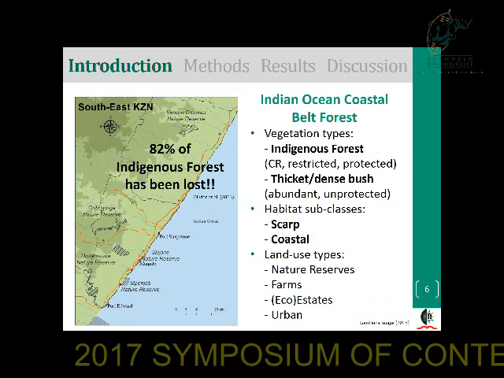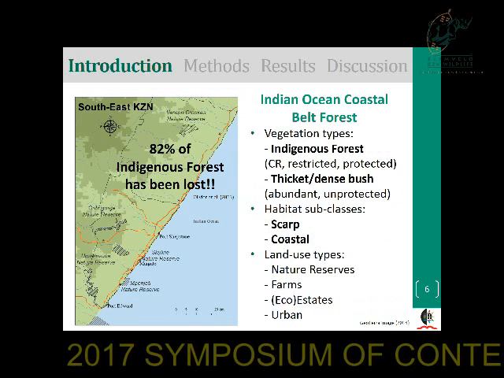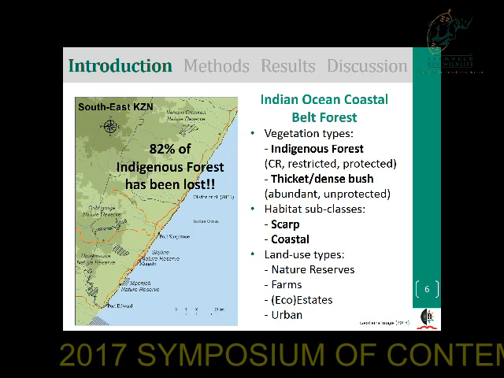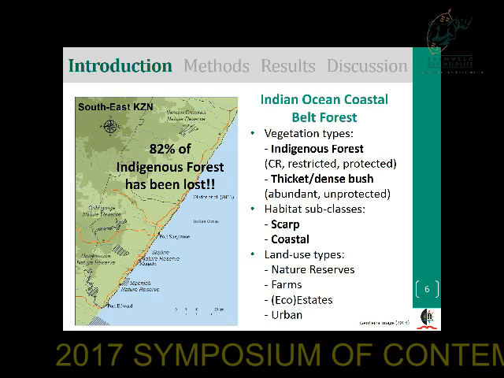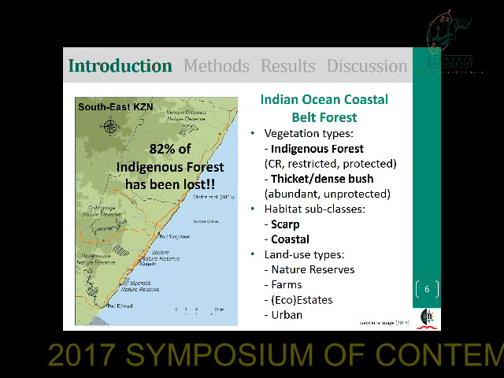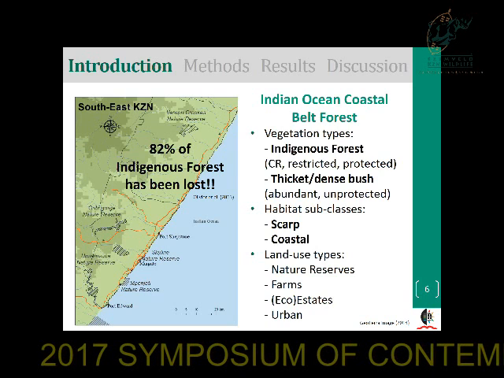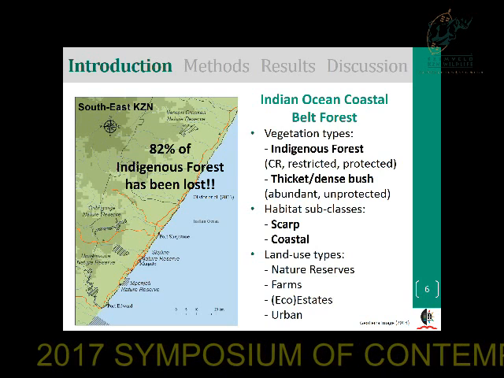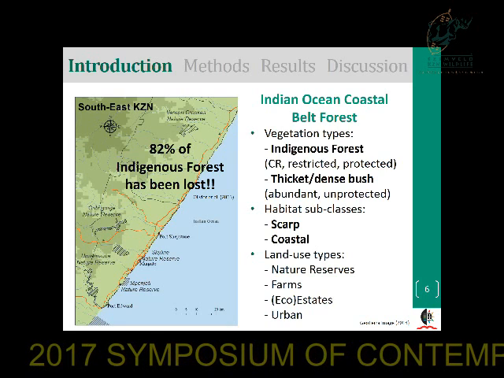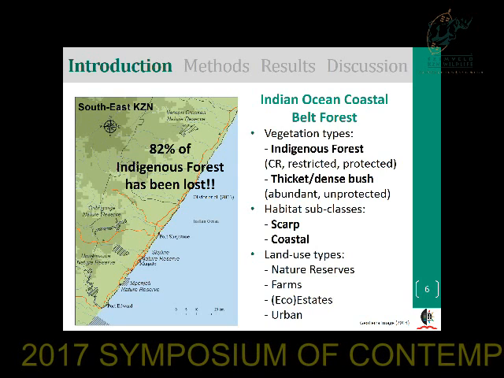But the Indian Ocean coastal belt forest is not without its problems. We've estimated, or Peter Olivier and colleagues have estimated, that we've actually lost about 82% of the indigenous forest that was once present on the east coast. And we have 2 vegetation types. We have our indigenous forest, which is critically endangered. It's highly restricted, but large parts of it are within the protected area network. And then we have coastal thicket dense bush, which is highly abundant, but largely unprotected.